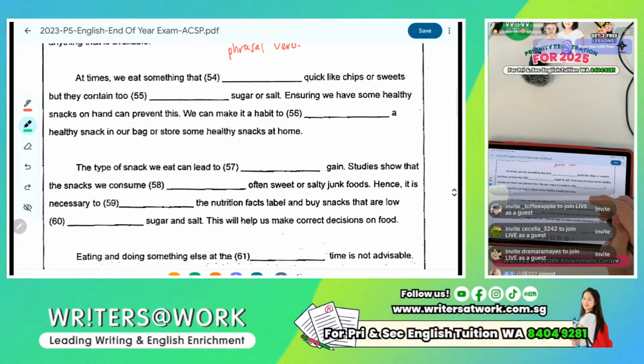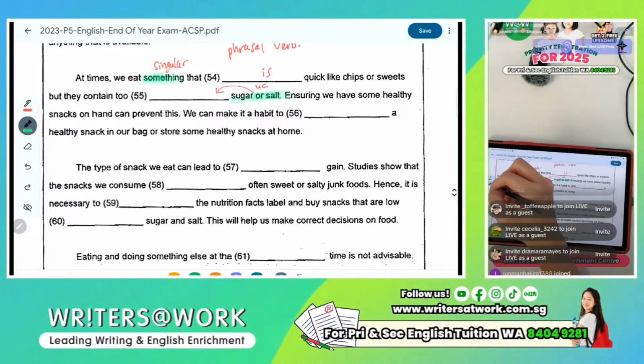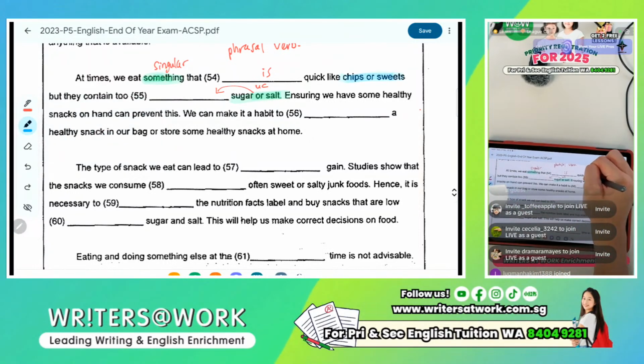At times, we eat something that dash quick, like chips or sweets. So we are looking at something which is singular, that we'll say that is quick, but they contain 2 dash sugar or salt. So over here, these are uncountable quantities. And from the previous sentence, we observe that we are looking at these kind of unhealthy food items, which means that they contain too much because of the high quantity here.